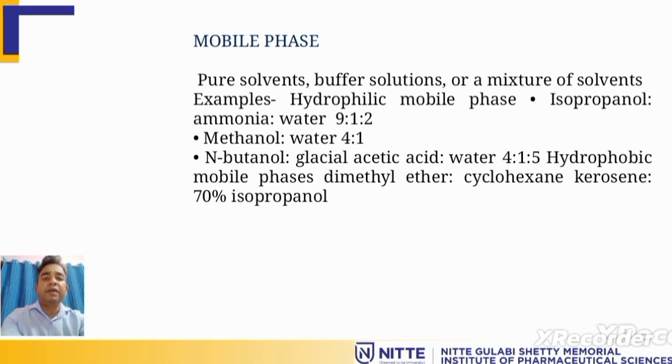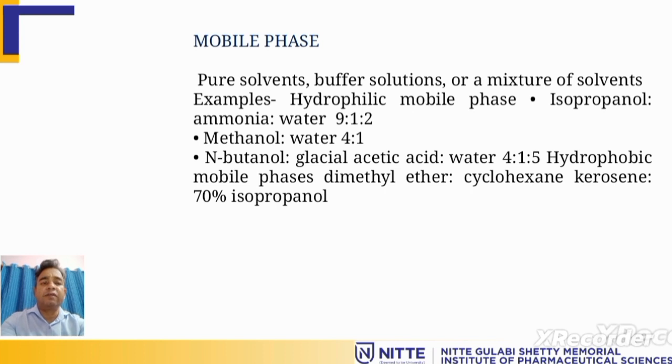Sometimes methanol and water in the ratio 4 is to 1 is used. But these are not the universal solvent or mobile phase which has to be used. It is prepared depending upon the nature of compound which is under separation. So these are the generally used mobile phases which have been just quoted in order to show you that they can be in different proportions and they can be prepared.